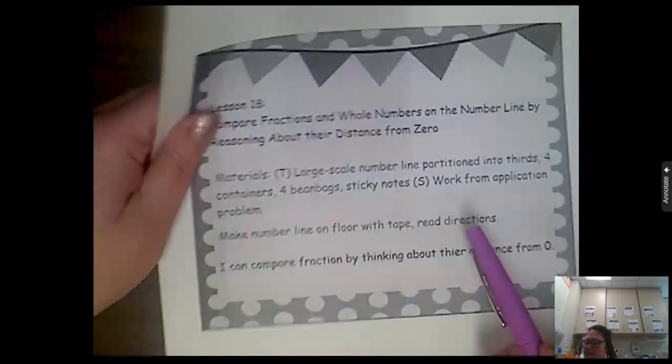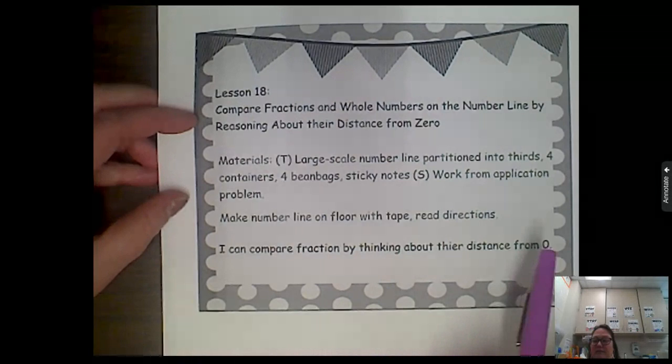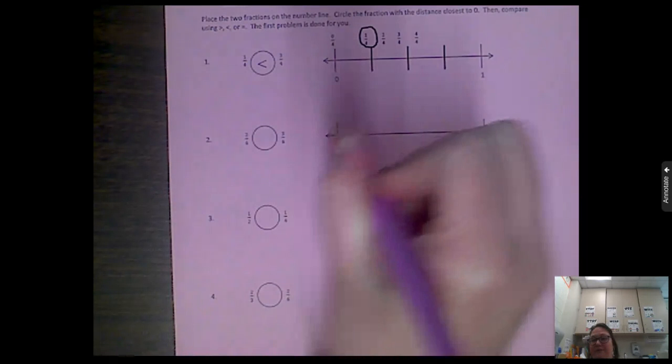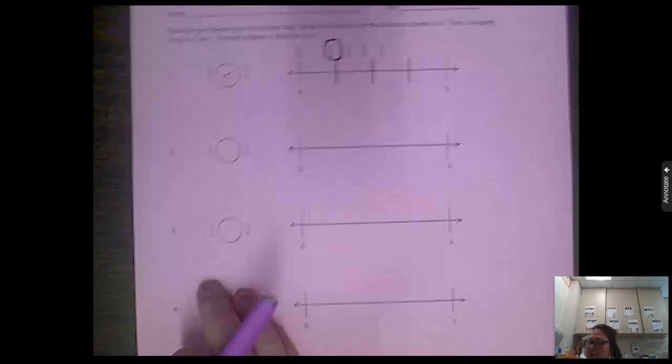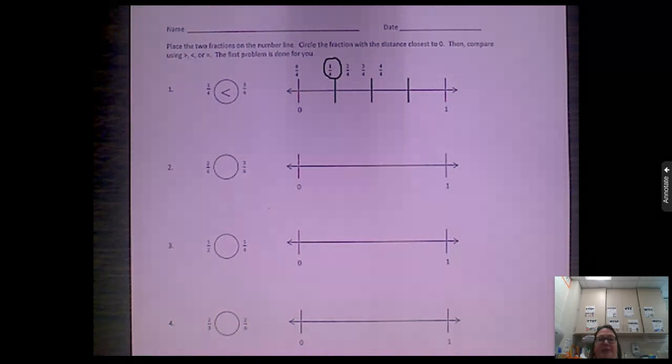Our I can statement: I can compare fractions by thinking about their distance from zero. Just thinking about fractions on a number line, the closer they are to zero, the less they are than the other fraction that is further along the number line. Okay, put your name and date on your problem set if you haven't already, and then show me that you're ready to go.